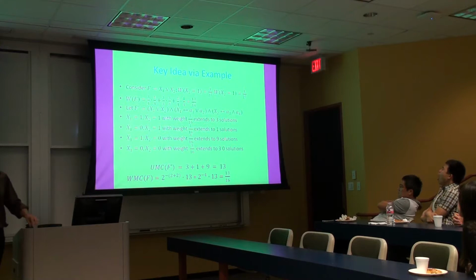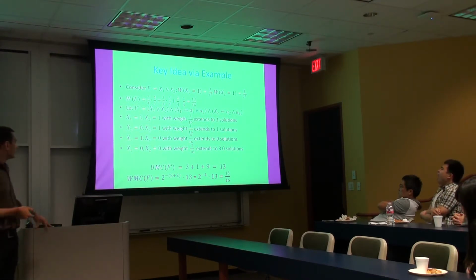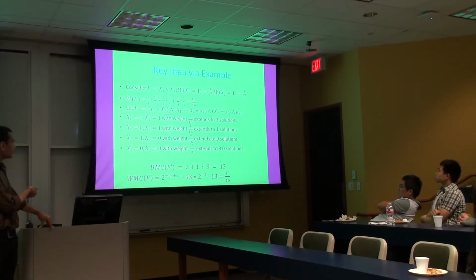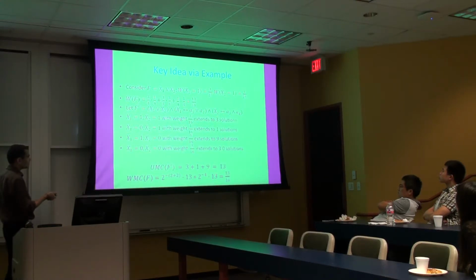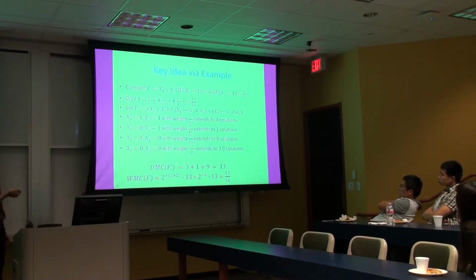The weighted model count of F, if you remember, slightly long ago, was 13 over 16, right? I can write 13 over 16 this way: 2 raised to minus 4 is 1 by 16. And if I multiply it by F prime, I do get 13. So 2 raised to minus 4 into 13 is 13 over 16. So that is precisely our transform.